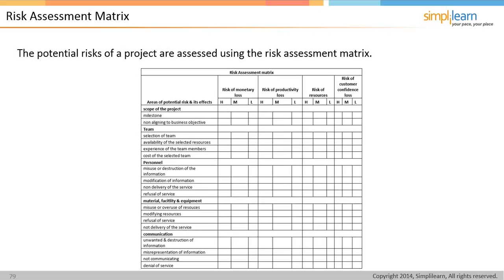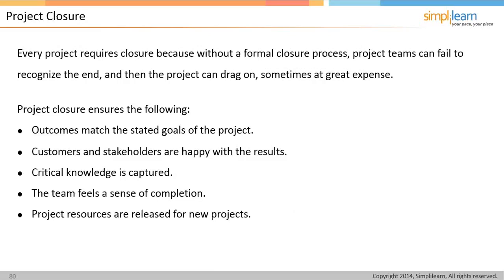And then you can look at things like risk of monetary loss, high, medium, and low, risk of productivity loss, high, medium, low, risk of resources, risk of customer confidence loss. You could add more columns or change these. Instead of high, medium, low, you could maybe use a 1 to 5 scale. You can play with it as you determine is appropriate for your needs. But again, this is a very effective approach and makes you and the team think about the potential areas that we need to be aware of.